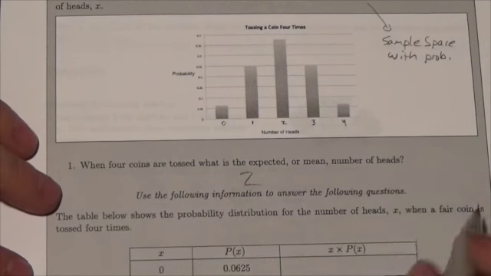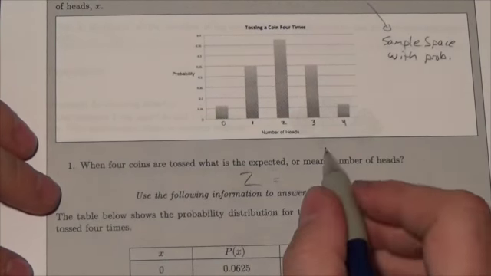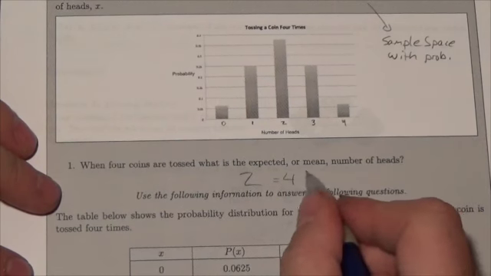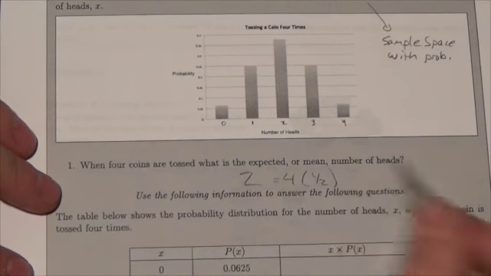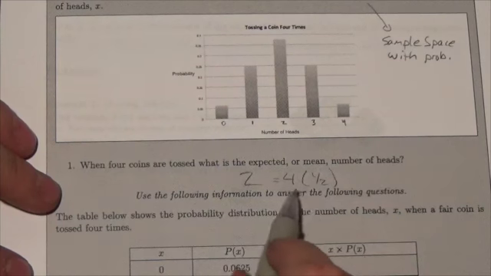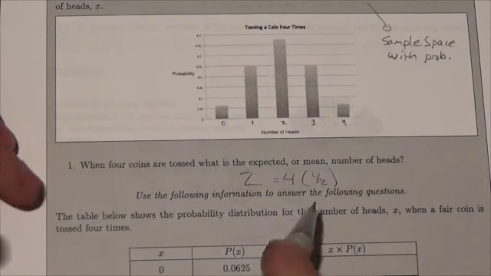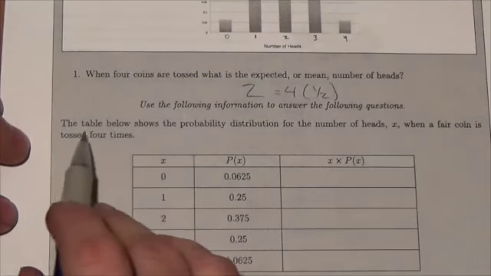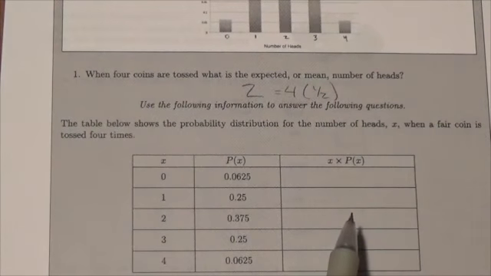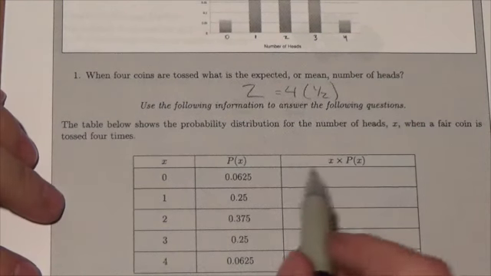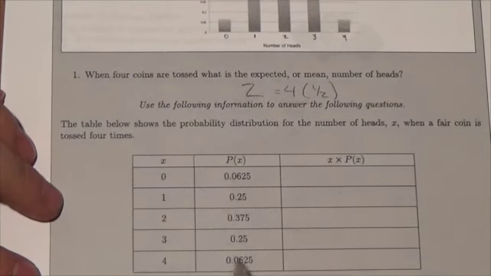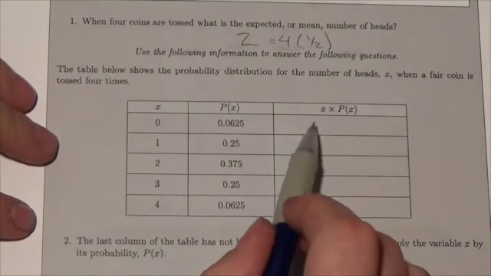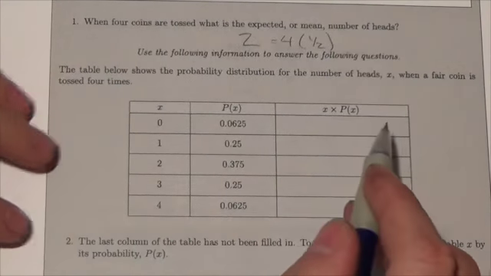Now, specifically, the way we get that is we've got 4 coins, and the probability of getting a head is a half. We're going to see how this works in just a second here, but that's essentially what we're doing. Now, the next little bit says, the table below shows the probability distribution for the number of heads, x, when a fair coin is tossed 4 times. So, here are the results. Here are their corresponding probabilities. And notice what we're going to do here is we're going to multiply these together.